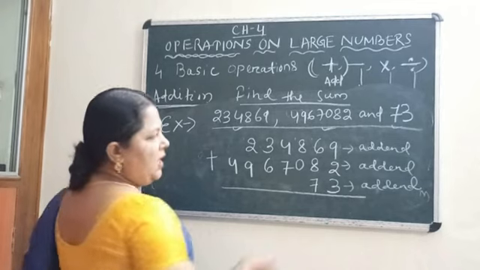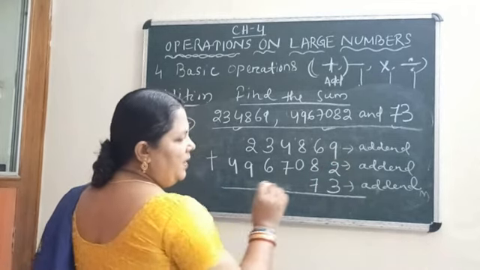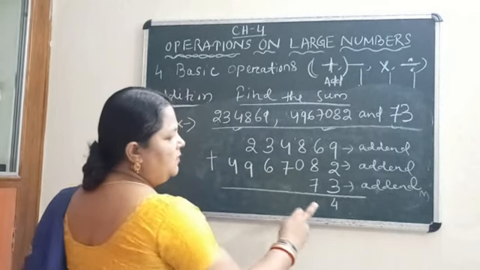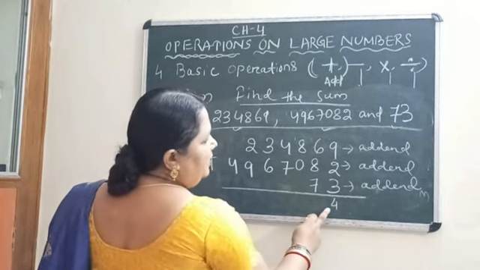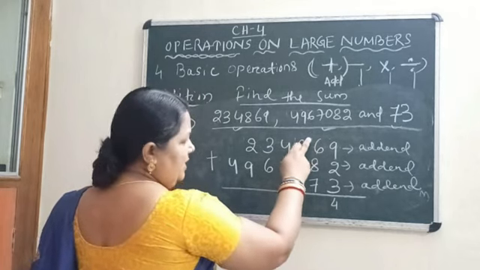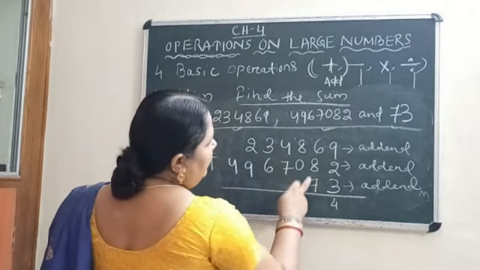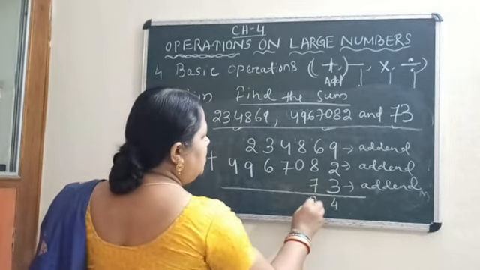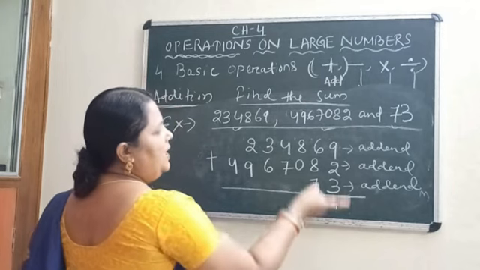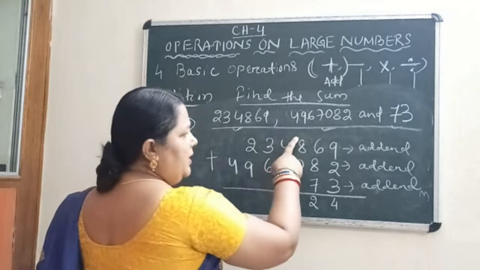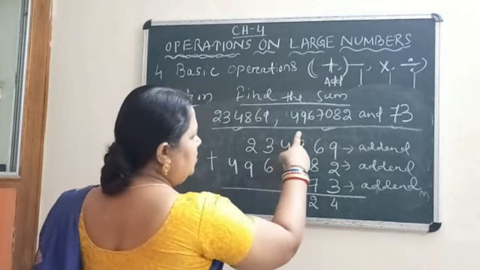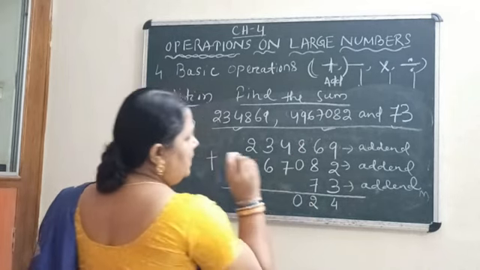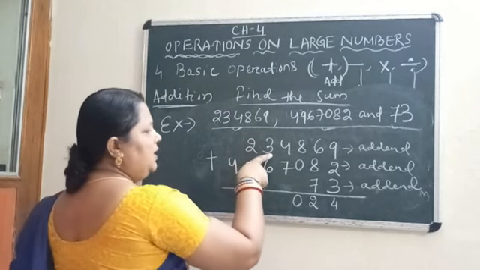From ones place we will start. 9 plus 2, 11, 11 plus 3, 14. So what you will keep? 4 here because 4 is in ones place, and 1 will be carried forward to tens place. So 8 plus 7, 15, 15 plus 6, how much? 21 plus carry 1, how much? 22. Again 2 will be kept here, then another 2 will be carried forward to the next place, meaning 100 place. So 2, 8 plus 2 is 10 plus 0 is again 10. So keep 0 here, then 1 will be carried forward.